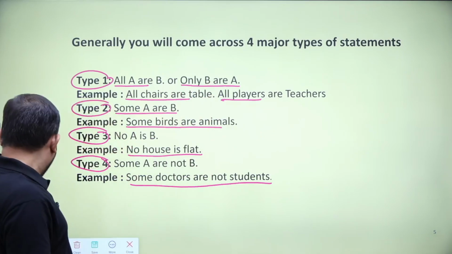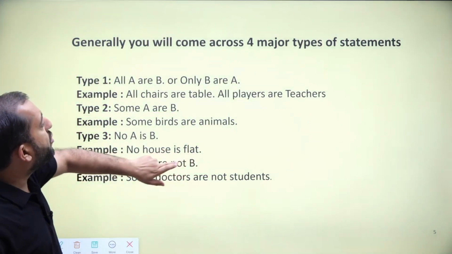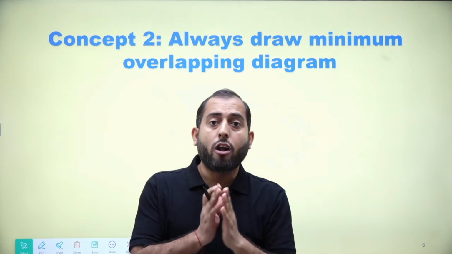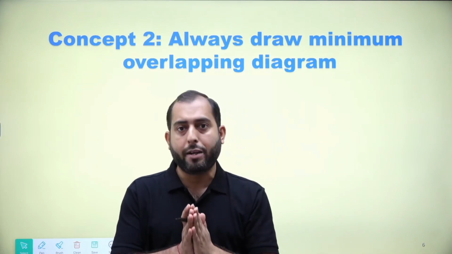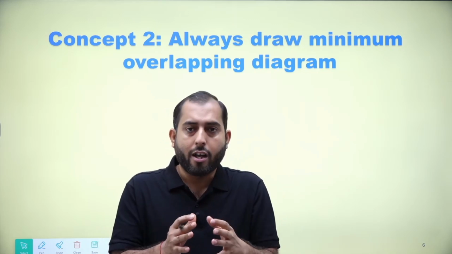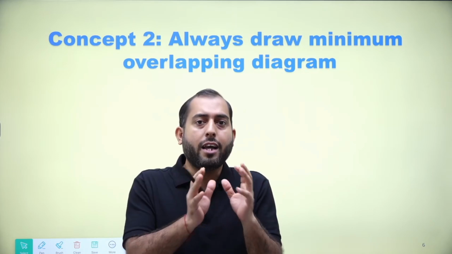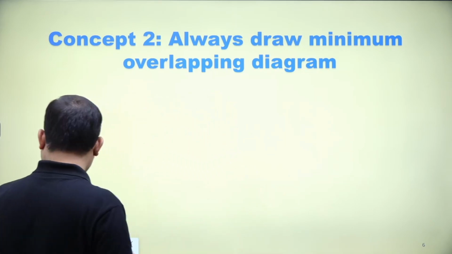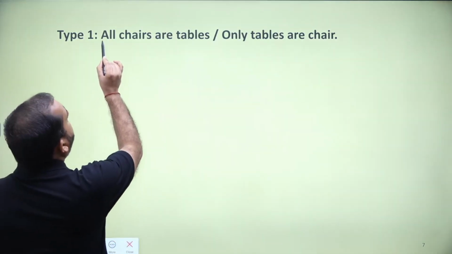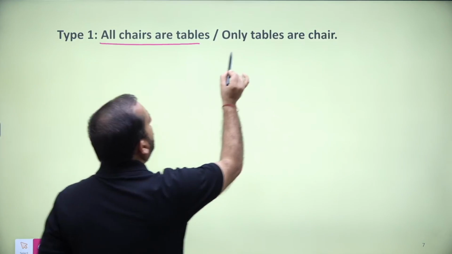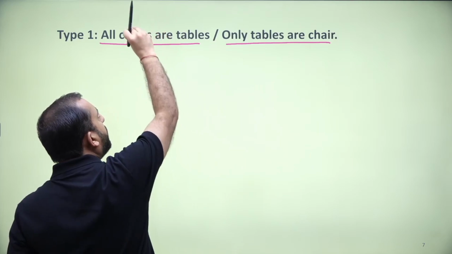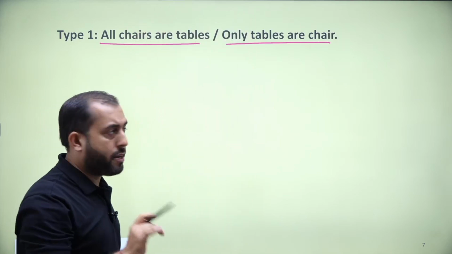Now the second concept in syllogism is that you need to always draw the minimum overlapping diagram. Now what is the minimum overlapping diagram and how to draw it? Let's learn this with the help of examples. Suppose in your examination you come across a statement like this: all chairs are tables or only tables are chairs. The diagram for both of these statements will be the same.